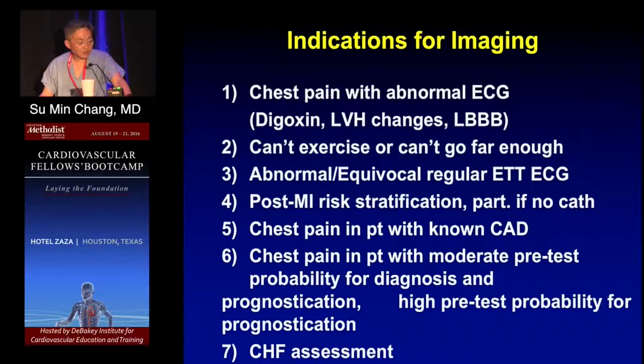Patients who cannot exercise, obviously, or cannot exercise far enough. Has an equivocal treadmill ECG stress test. And post-MI patients, obviously, you don't want to exercise to the maximal level, so in most cases you use pharmacological imaging if the patient doesn't go to revascularization. And patients with known coronary disease, bypass surgery, and stenting, nuclear perfusion imaging is much more sensitive than treadmill. Chest pain with moderate pretest likelihood, for diagnosis purposes or prognosis purposes, is indicated.